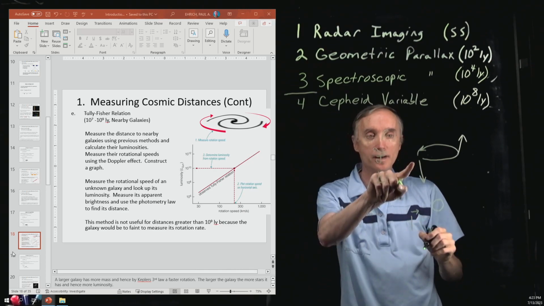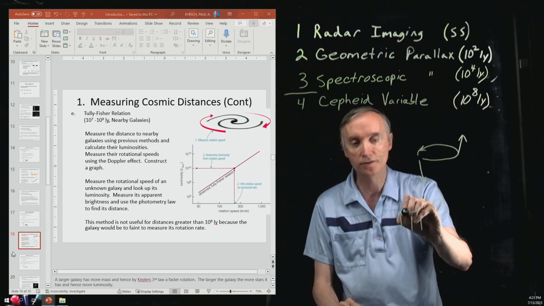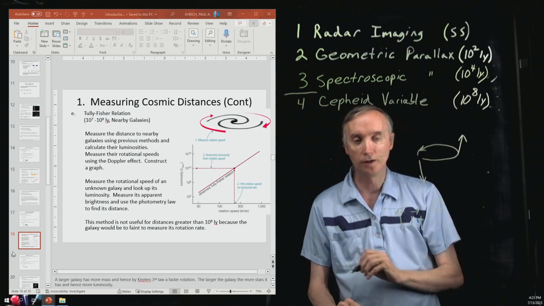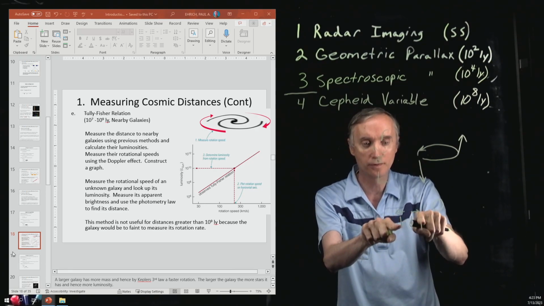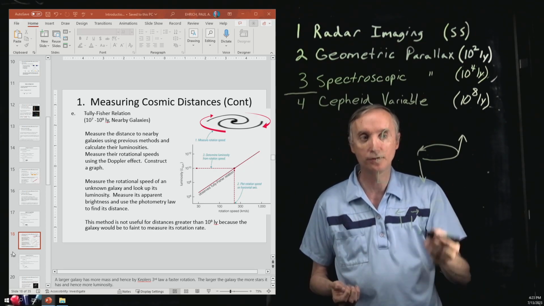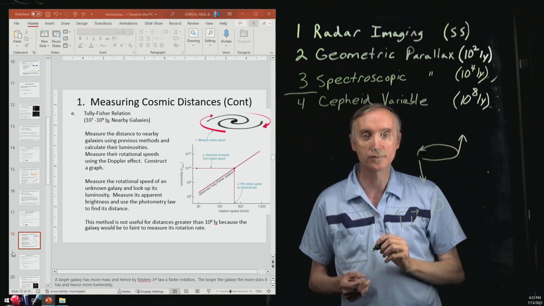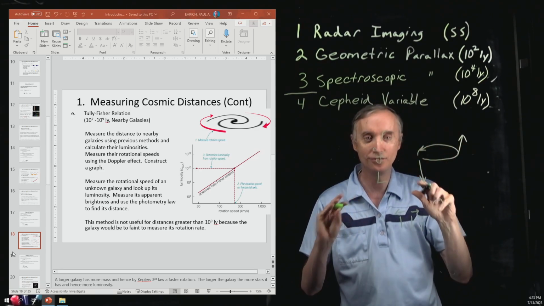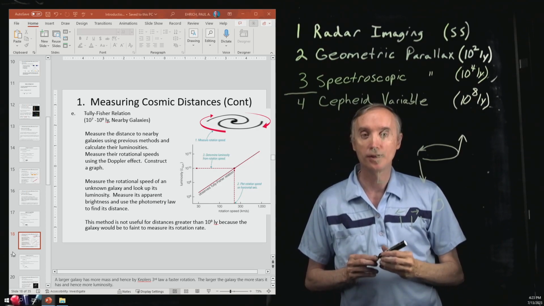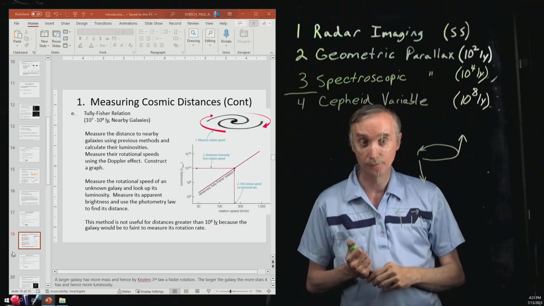And if the light is coming towards us, it's going to be blue shifted, and it's going to be over here. Depending on how far the light has shifted, we can use the Doppler effect to figure out the speed of the rotation of the galaxy. It can be done, so we're not going to do it. I'm just telling you that we can actually measure how fast a galaxy is rotating.